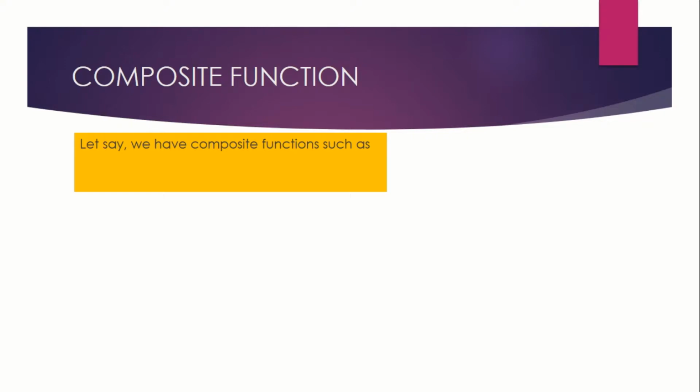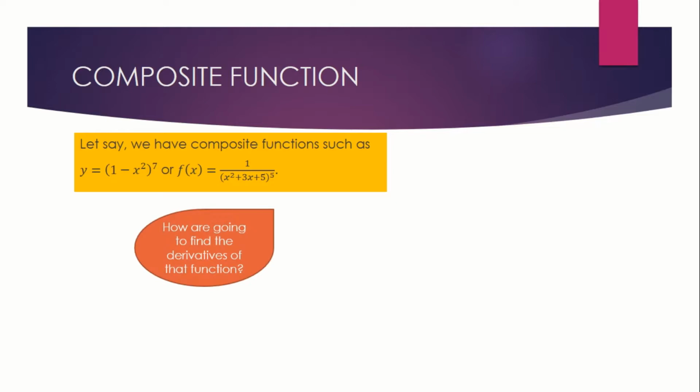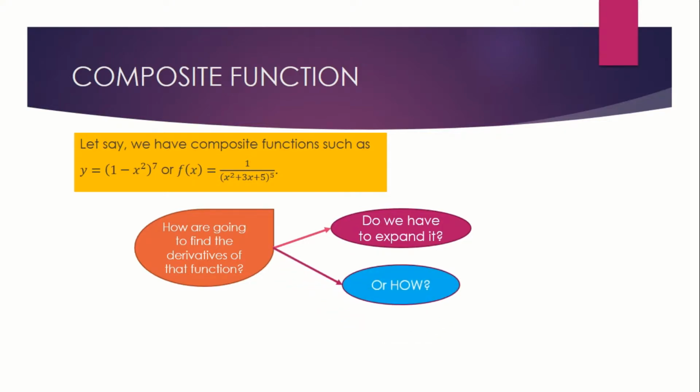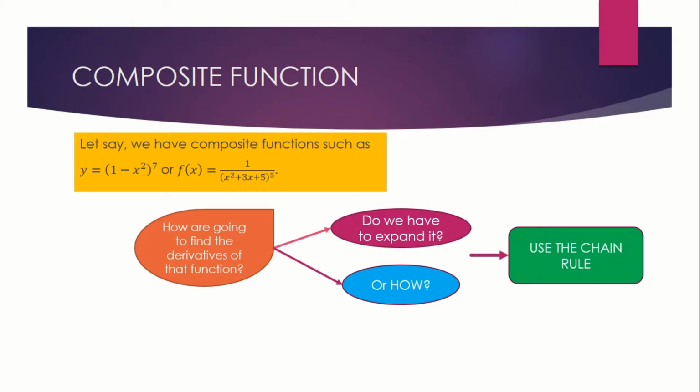Let's say we have a composite function such as y is equal to (1 minus x squared) powers of 7, or maybe we can have f(x) is equal to 1 over (x squared plus 3x plus 5) powers of 5, and so on. How are we going to find the derivative of that function? Are we going to expand it? Are we going to expand it 7 times? Or how? So actually we can solve it by using the chain rule that we are going to look at in the next slide.